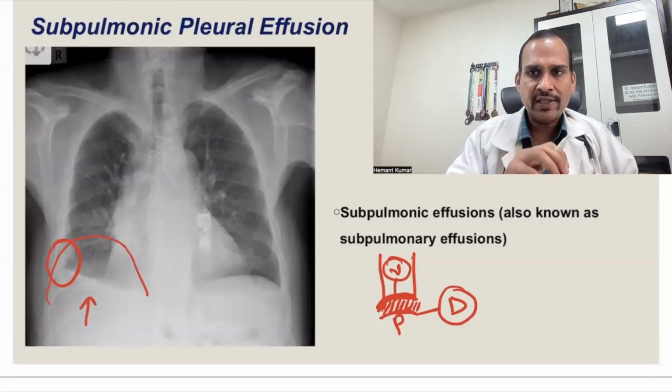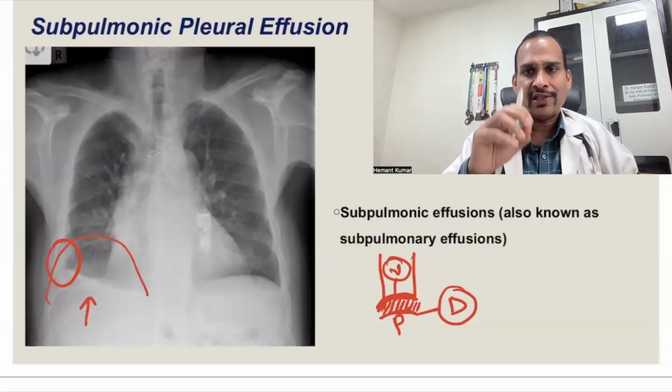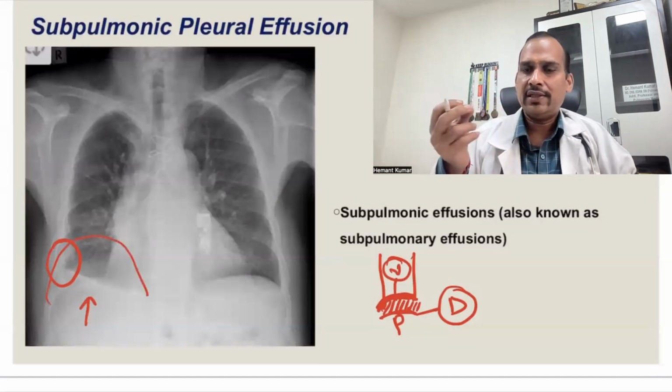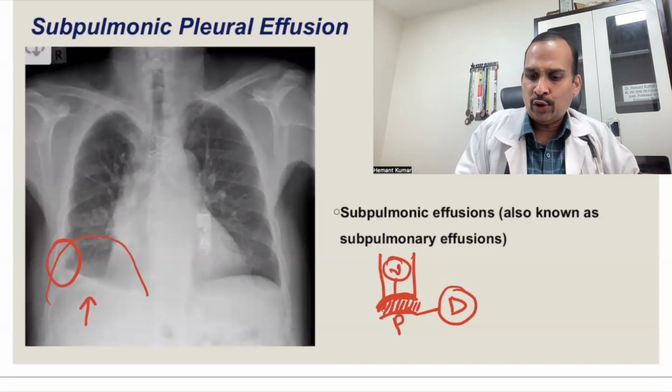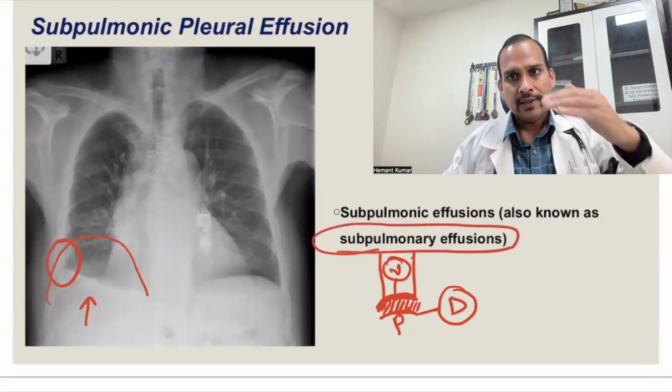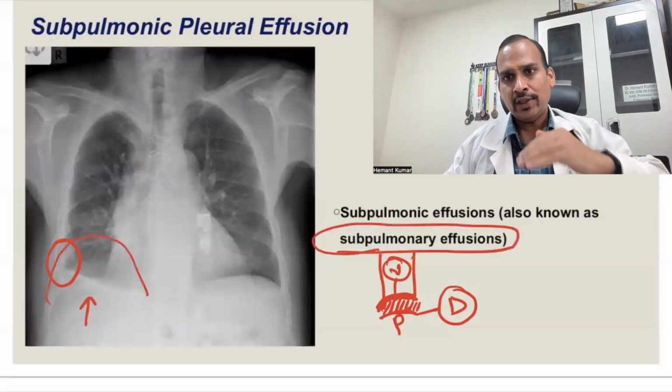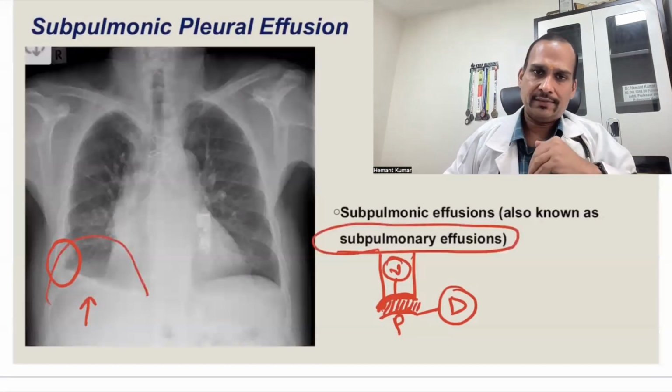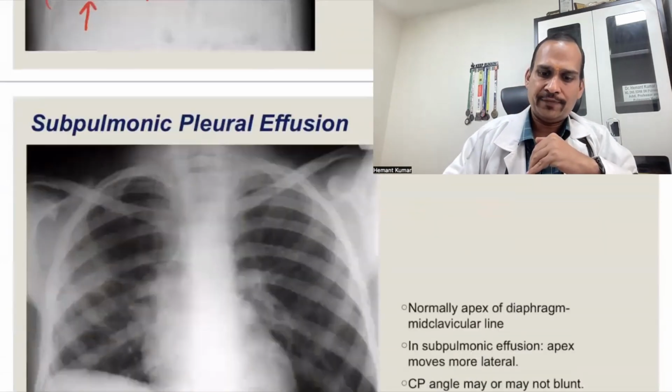So how to differentiate? We have to get an ultrasound done. Then only we can differentiate. It is also called subpulmonary effusion. Subpulmonary effusion means below the pulmonary part, below the lungs. So this is subpulmonic pleural effusion.